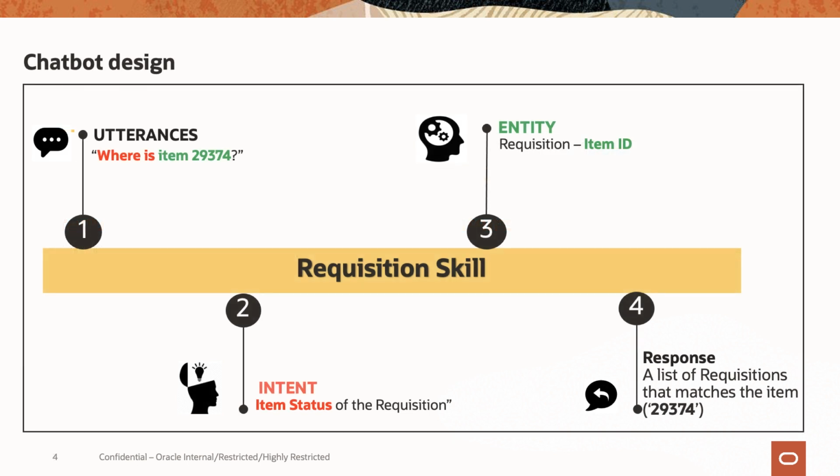In any chatbot design, it requires utterances, intent, and an entity. Anything that the user says to the bot is an utterance. Here, "where is the item 29374" is an utterance. But what is the intention of the user? His intention is to find the item status of the requisition. But what needs to be captured from the utterance? We need to capture the item ID, which is nothing but an entity. That is how the bot is able to provide the right responses back to the user.